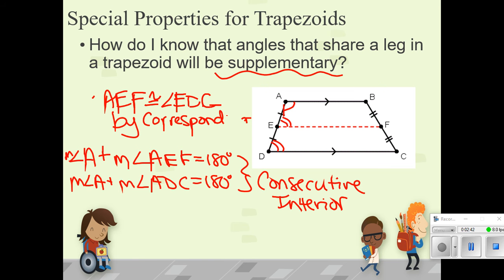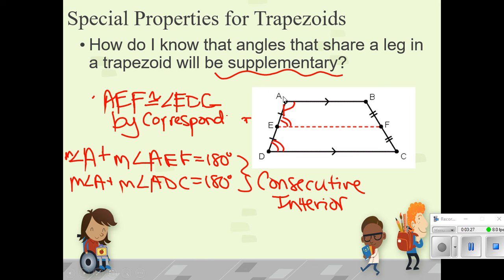How do I know that angles that share a leg in a trapezoid will be supplementary? Angle AEF, which is right here, corresponds to angle EDC. So you see this angle E and this angle D, because they form parallel lines, are corresponding angles. Therefore, they're congruent. Angle A and angle AEF, when you add these two, they are consecutive interior angles because you see these parallel lines. So the mid-segment is also parallel to the top and the bottom. So if you add these two angles right here, they are 180. They're supplementary.